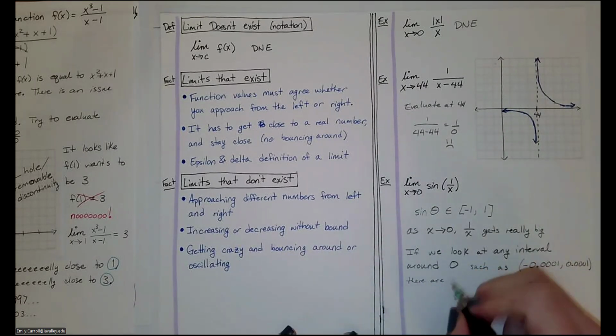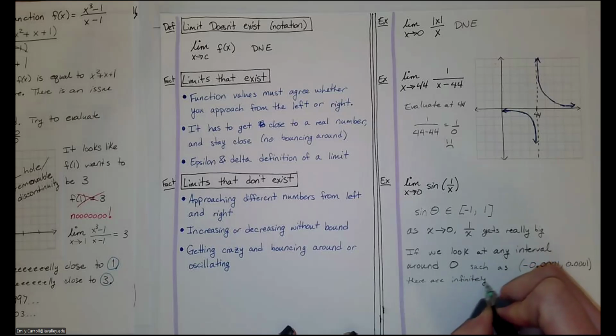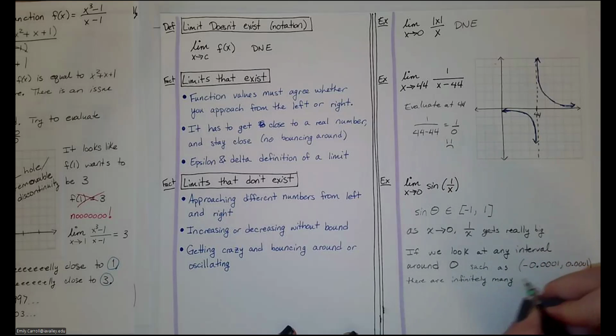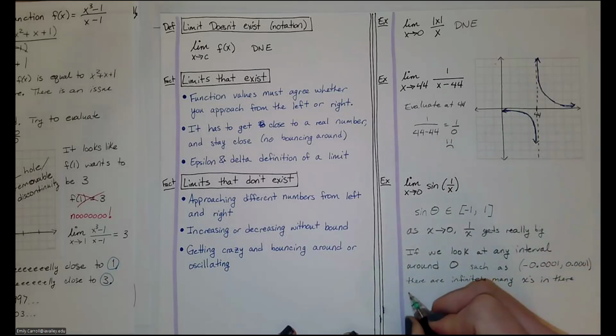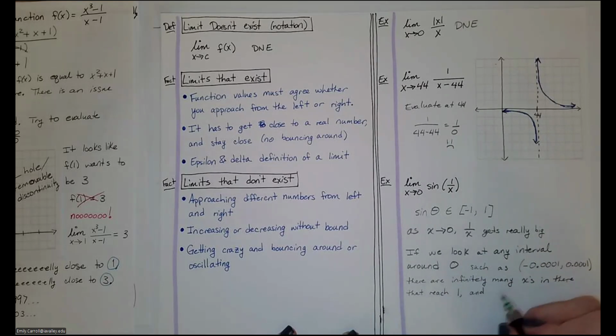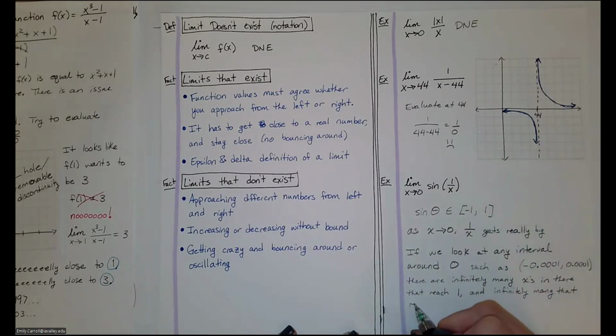there are infinitely many x's in there that reach 1 and infinitely many that reach -1.